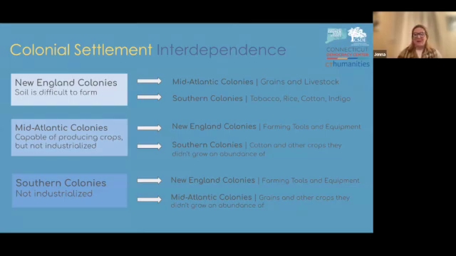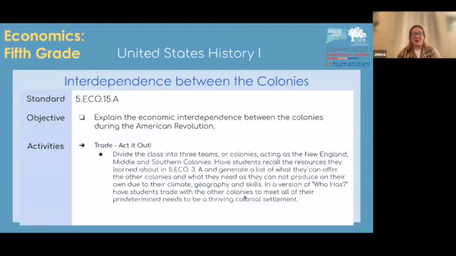For the Southern colonies, which were not industrialized, they focused on farming. They looked to New England colonies for farming tools and equipment, and the Mid Atlantic colonies for grains and other crops that they didn't grow an abundance of. So here we can do, once again, acting it out. We always want to make the students really immerse themselves in those perspectives. So you can divide the class into three teams or colonies, acting as the New England, Middle, and Southern colonies.